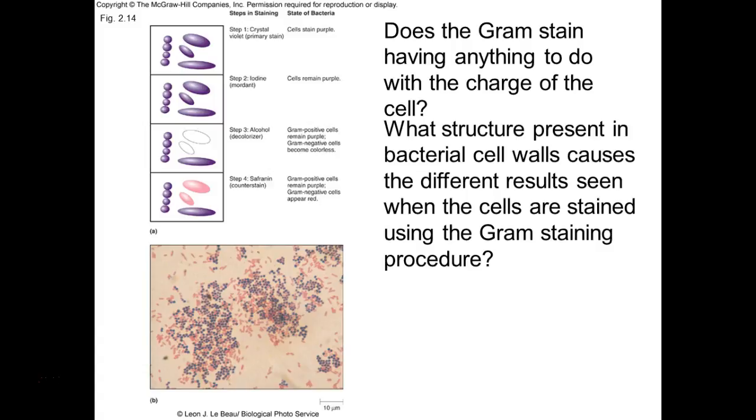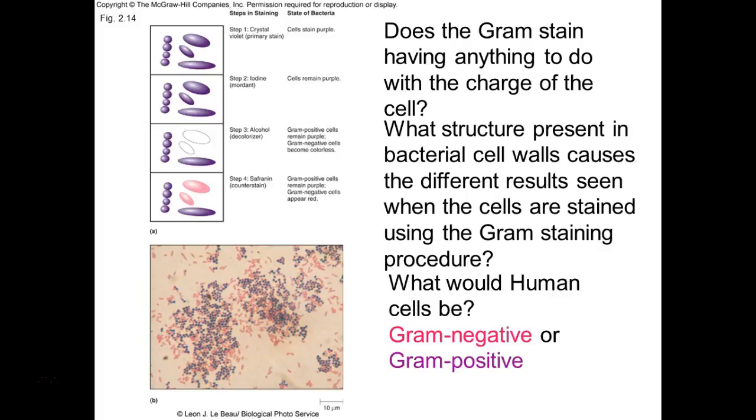So what structure is present in the cell walls that causes the different results seen in the gram stain reaction for bacteria? What's the cell wall made out of for bacteria? Peptidoglycan, right. So, how would human cells come out if we were to gram stain them? Would they be gram negative or gram positive? They would be negative.